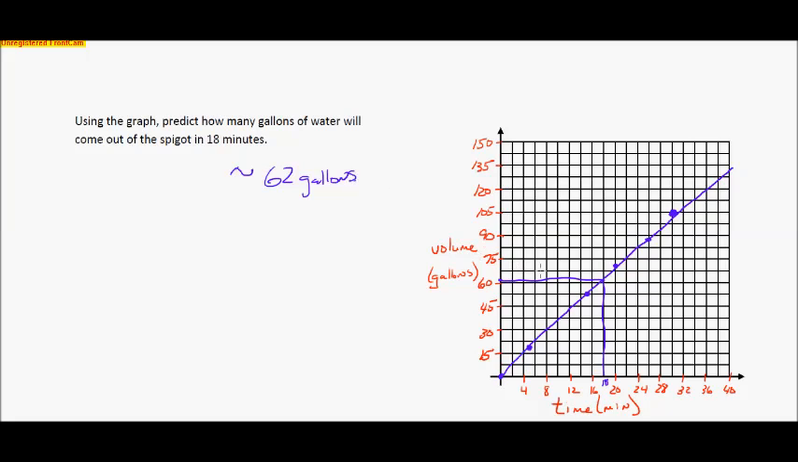Alright, now whenever you use a graph, unless it falls right spot on that grid line, you're going to be approximating. Okay, so about 62 gallons is what I'm saying it's going to be. If you want to do exact, you could always use the equation, plug in 18 for t, and then actually do the math. Alright, so that's a pretty easy way to do that as well. Alright, so hopefully that was pretty straightforward for you.